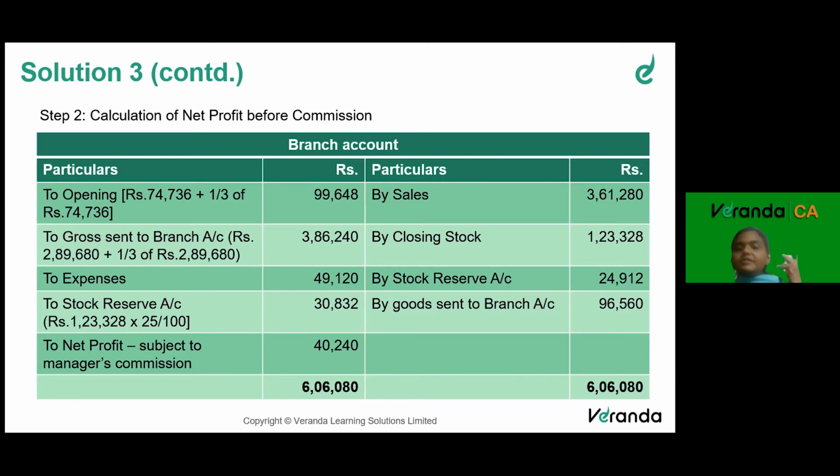So how many things need to be reversed? The opening stock, goods sent to branch, and the closing stock. Is it making sense, people? Yes, ma'am. So first pass the initial entries at invoice price: opening, closing, sales, goods sent. Now the next portion of it, and then there is an expense.